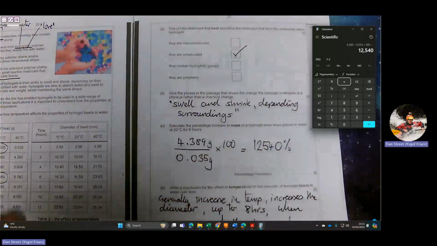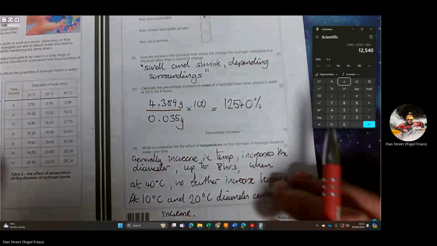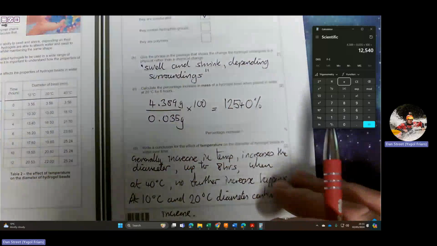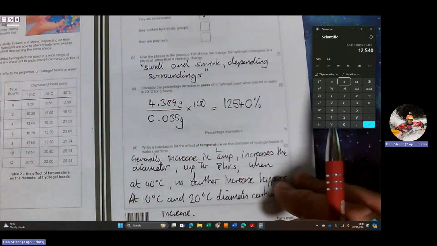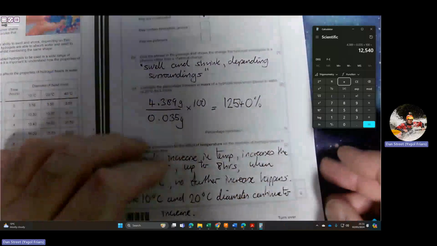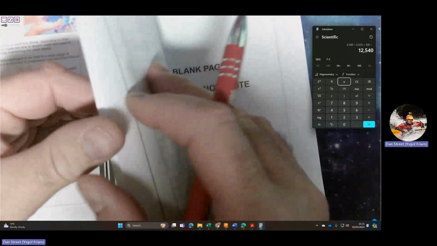Okay, so I think we've covered all the bases on that. So we need to be clear that they do increase going across the temperature range and going down the time data until we get to 8 hours for the 40 degrees Celsius one.